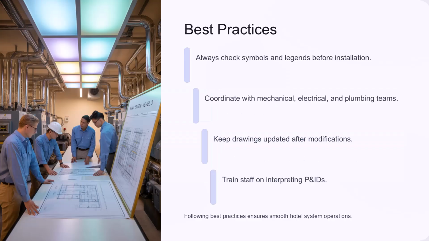Best practices. Let's consider best practices for working with P&IDs. Always check symbols and legends before installation. Coordinate with mechanical, electrical, and plumbing teams to avoid conflicts. Keep diagrams updated after modifications are made. Train staff regularly on interpreting symbols and diagrams.